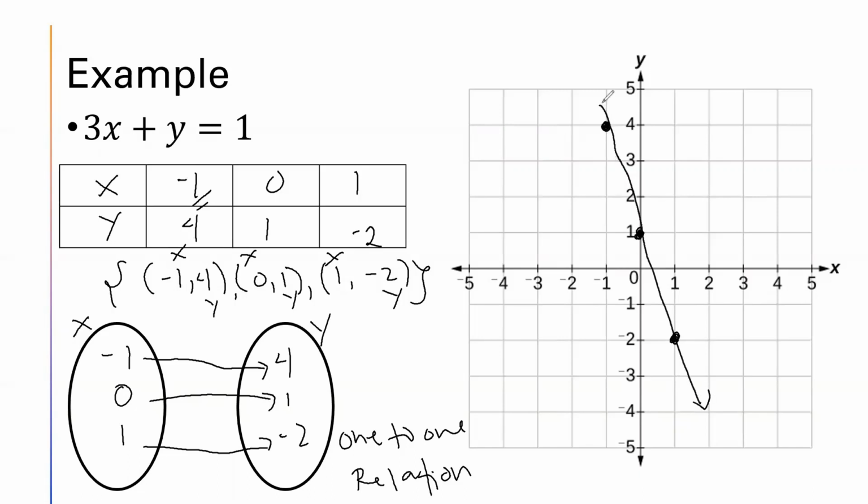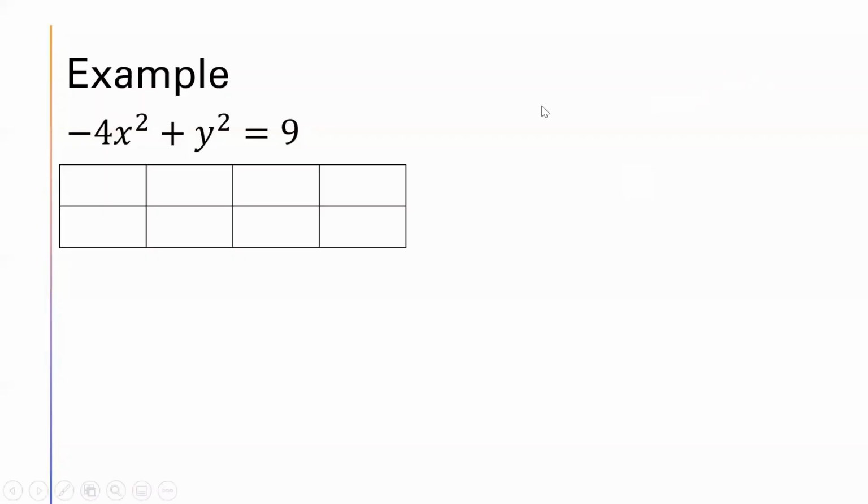Okay, so we have now the graph. So we already represented this equation through table of values, set of ordered pairs, mapping diagram, and the graph. Now let's have this example number 2. The given is negative 4x squared plus y squared equals 9. So again, we're just going to rewrite this into function form.